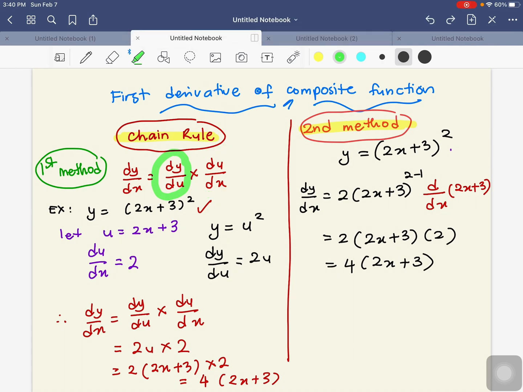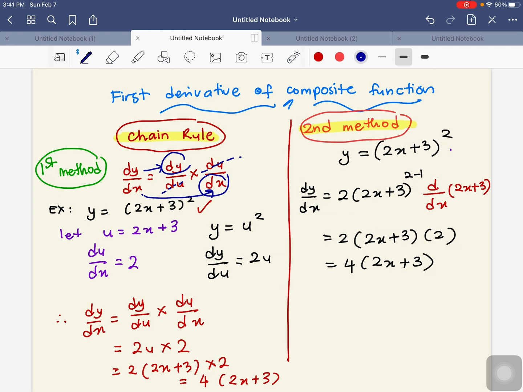So, kenapa kita panggil chain rule? Sebab dy over du, du over dx di bawah, kan? So, kalau kita potong du dengan du ni, dia akan jadi apa? Dia tetap akan jadi dy over dx. So, kita kena wujudkan u tu. Okay? So, we have to let something to be u. Let our function to be u.